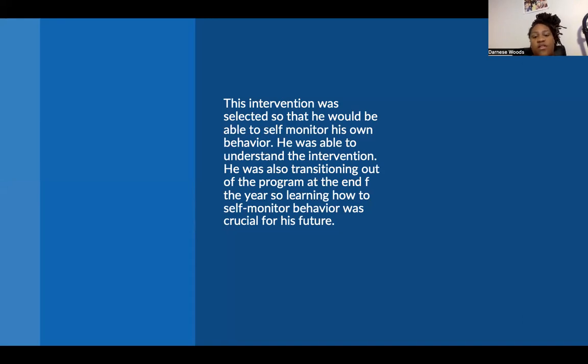And he was also transitioning out of the ABA program at the end of the year. So learning how to self-monitor his behavior was really crucial for his future. It was very important. So that's why we chose that intervention. That's why my BCBA chose it.